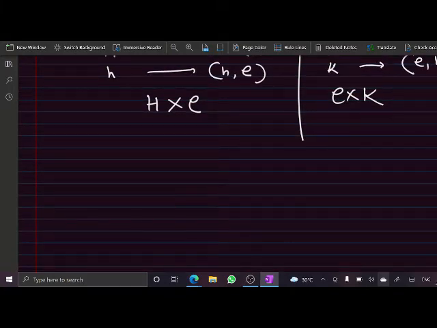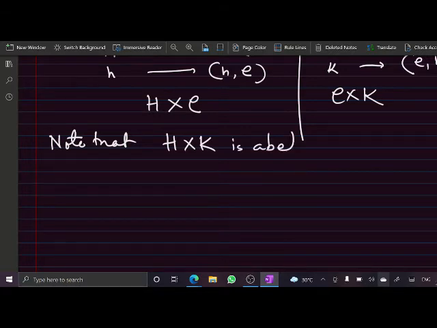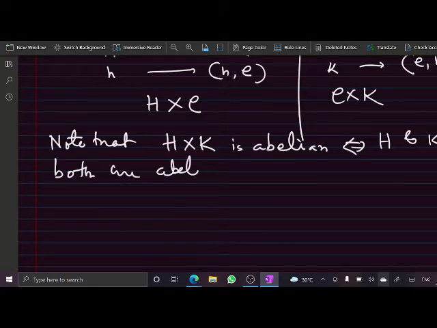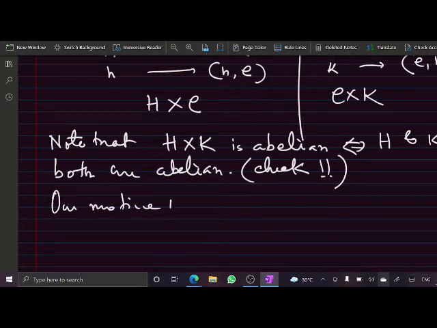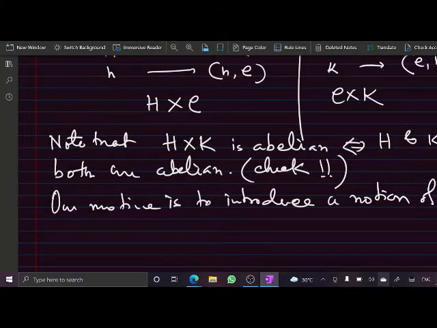Now, it is true that H cross K is abelian if and only if H and K both are abelian, right? This is true. You can check. Okay. So H cross K is abelian if and only if H and K both are abelian. So our motive is to introduce a notion which is known as semi-direct product.